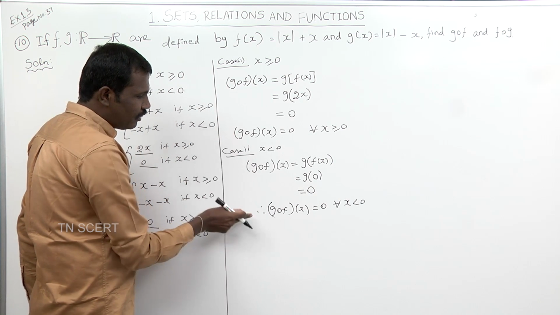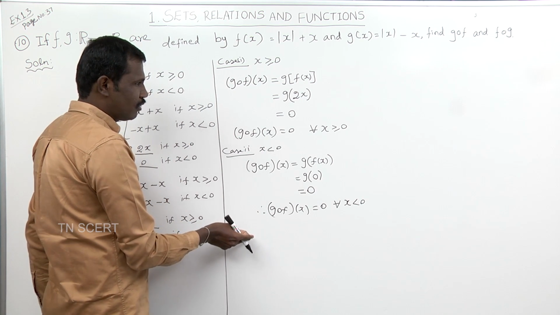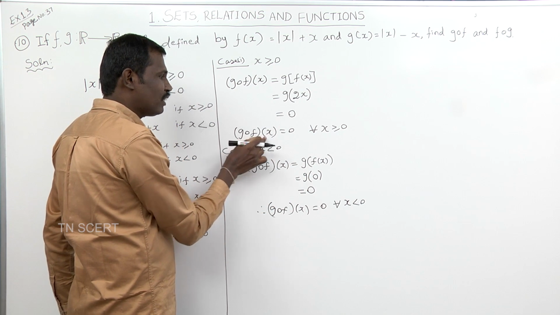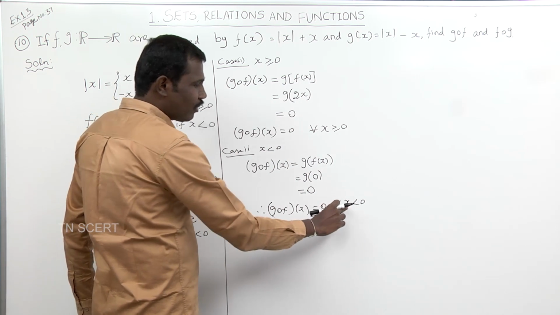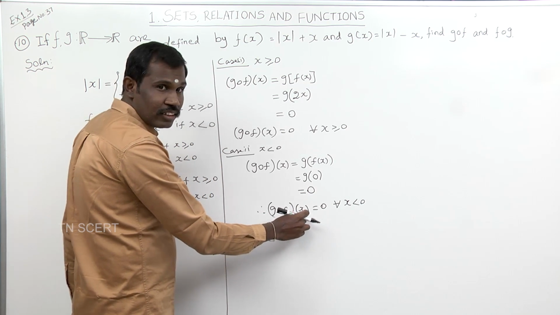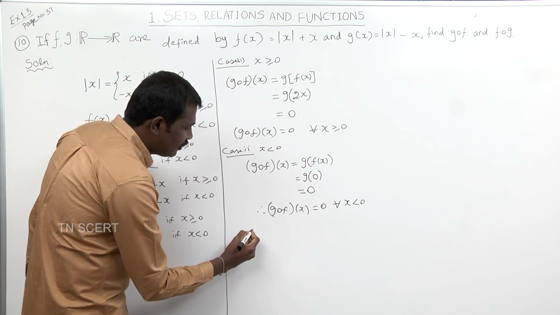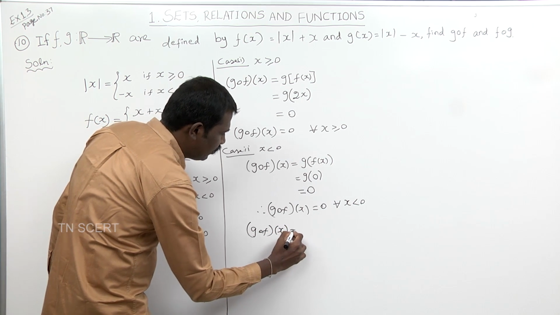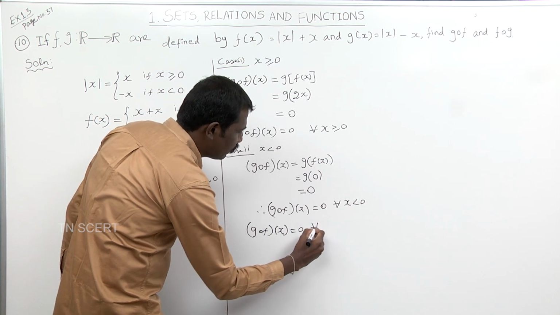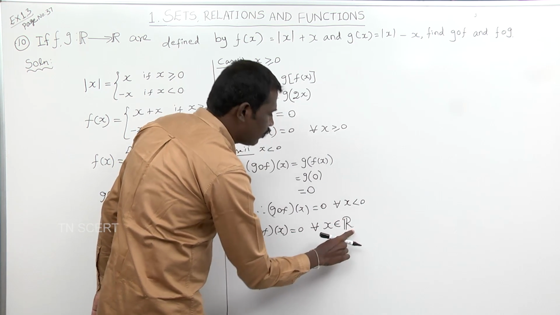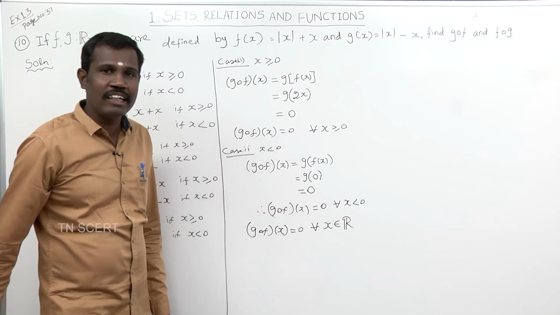Now, combining these two: for all x greater than or equal to 0, the value of g composite f of x equal to 0. Similarly, for all values of x less than 0, g composite f of x is equal to 0. Hence, g composite f of x equal to 0. This is true for all x belongs to R. Here, this R stands for the set of all real numbers.